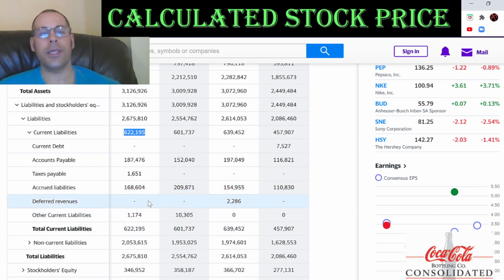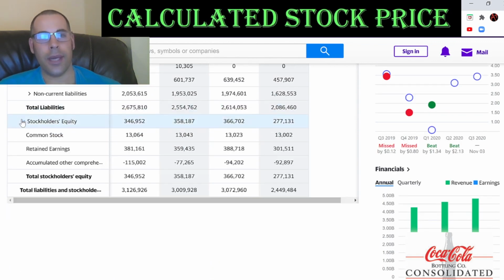Accrued liabilities, $168 million. Accrued liabilities is when a company incurs an expense but has not yet paid the expense, so they book it to accrued liabilities. And when they pay that expense, they pull it out of the accrued liabilities and book it onto the income statement. So payroll and payroll taxes are a common accrued liability. And they have $1.2 million of other current liabilities.